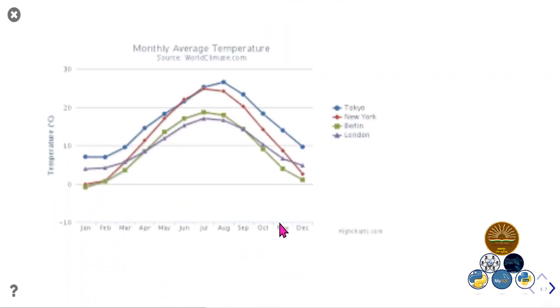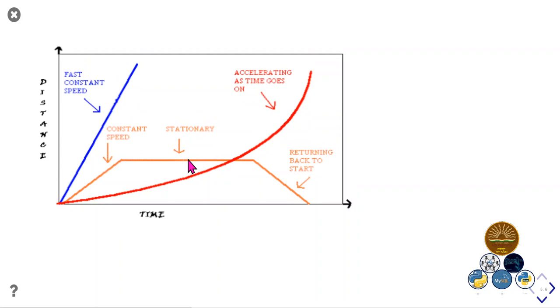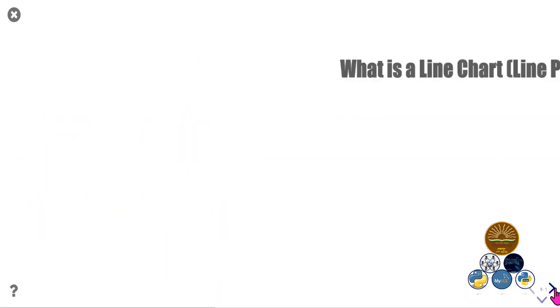One more example is when the data of different cities have been compared. In the previous example we compared the time and speed data of three different bodies. In this graph, we are comparing the temperature of four different cities: London, Berlin, Tokyo, New York. So now your aim is very clear by now, what all you can achieve, what you should be able to do. These are the basics, you should be able to do it.